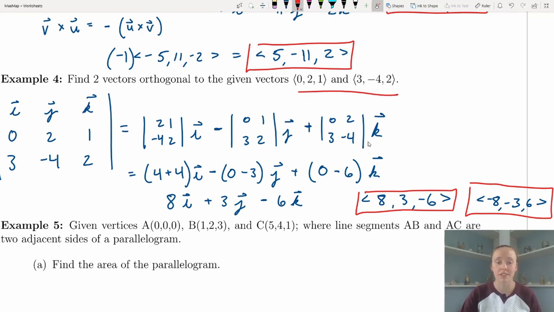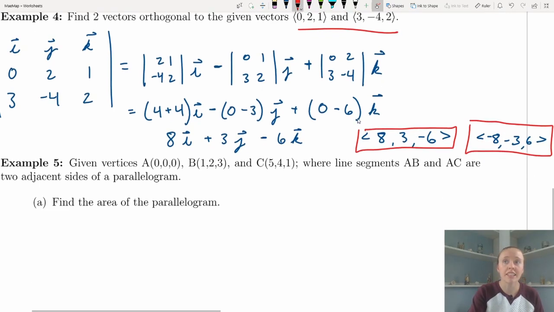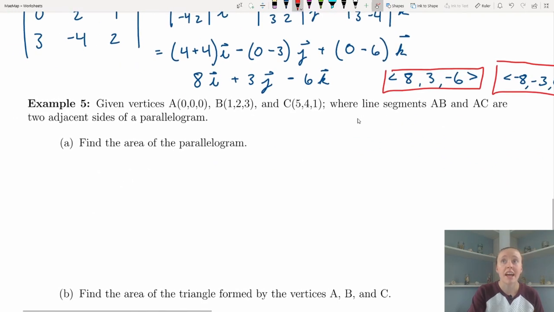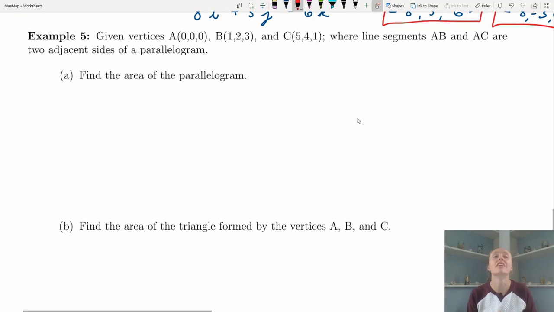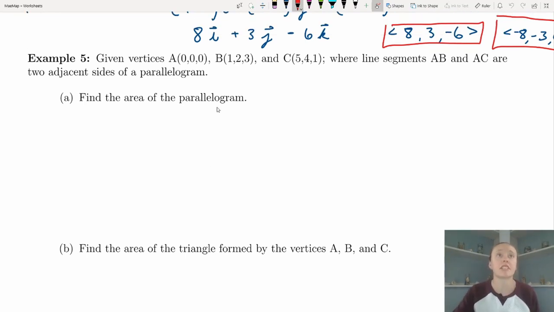Now let's continue on to our last example in this worksheet, example 5, where we're going to get into finding an area of a parallelogram and an area of a triangle, which is actually this really cool application of the magnitude of the cross product. Let's talk about it. It says given vertices A, B, and C, where A is the point 0, 0, 0, B is the point 1, 2, 3, and C is the point 5, 4, 1.